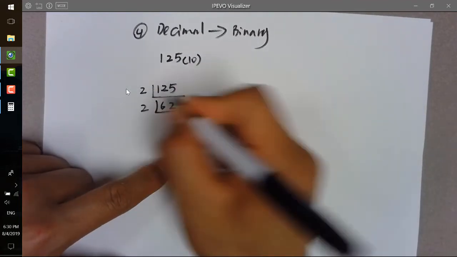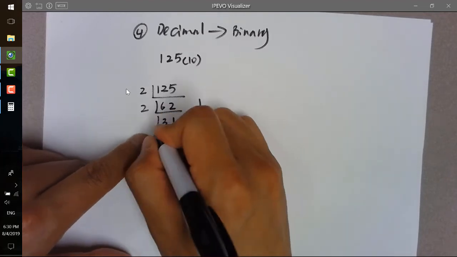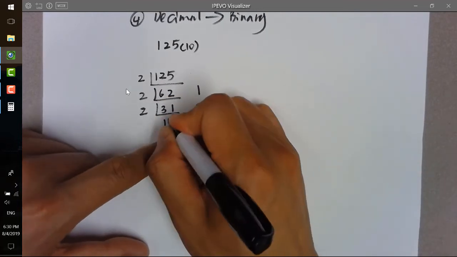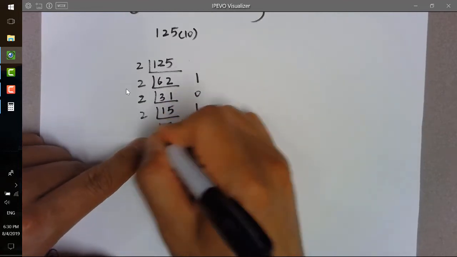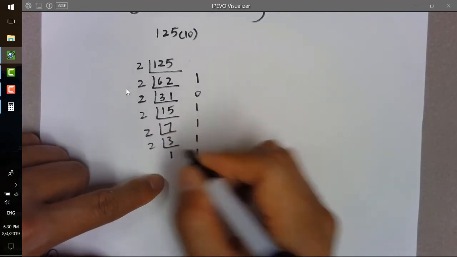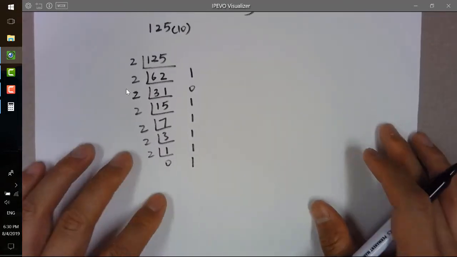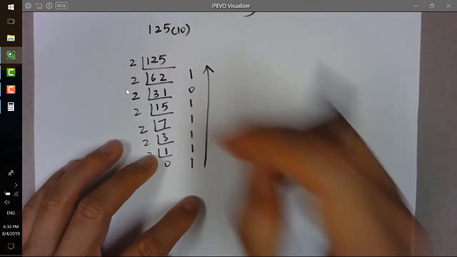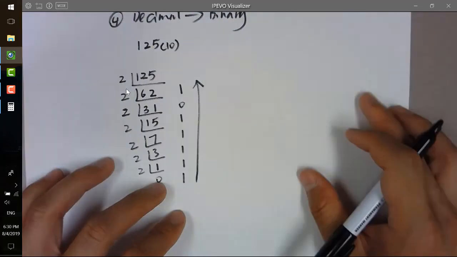And then we divide this number by 2 again, we get 31, and the remainder is 0. We divide by 2 again, we get 15, remainder is 1. Do it one more time, you get 7, remainder is 1. One more time, 3, remainder 1. One more time, 1, remainder 1. One more time, 0, remainder 1. Okay, and now you have all these 1s and 0s, and then you look at them backwards. This will be the binary number for this decimal number.